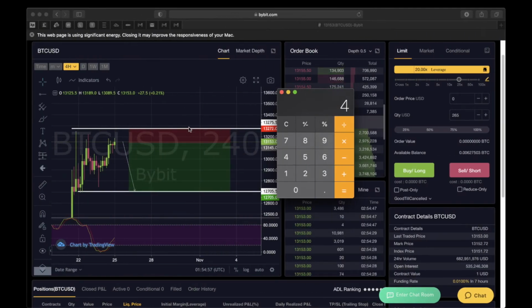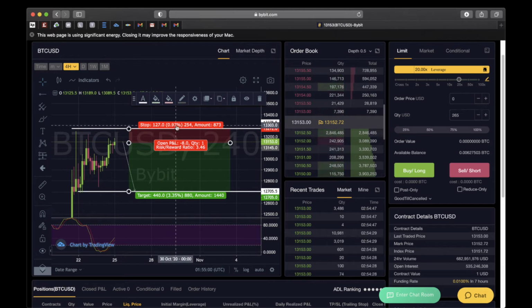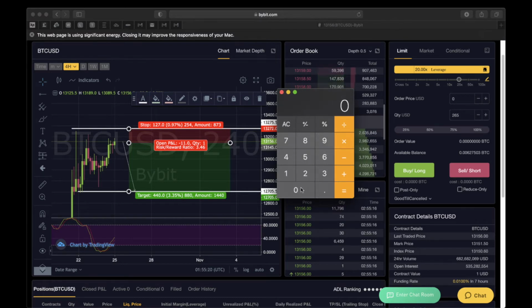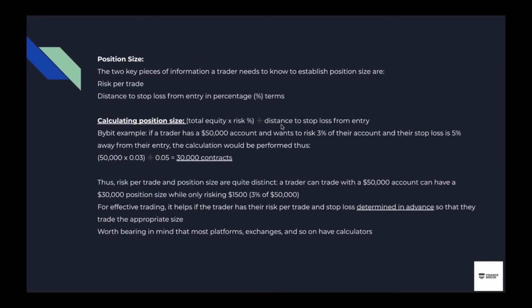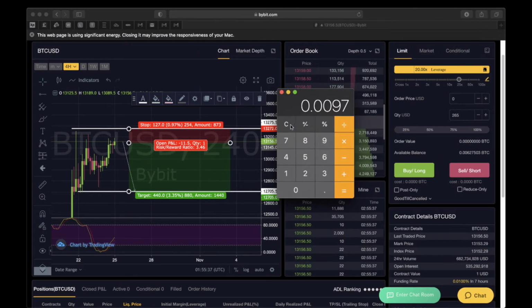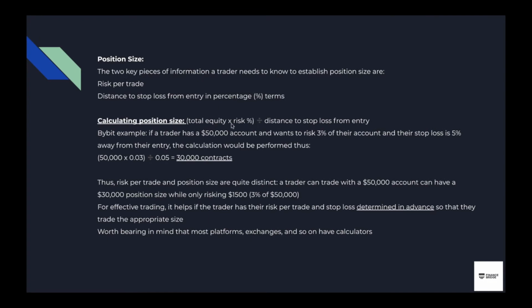So the distance to stop loss from entry is what? This is where we are entering the trade, and this is where our stop loss is. The distance between that is 0.97%. So 0.97% is basically 0.97 divided by 100, right? That will give us 0.0097 for this distance to stop loss entry. So we already got total equity multiplied by risk percentage, which is 4, divided by 0.0097. So let's calculate that.